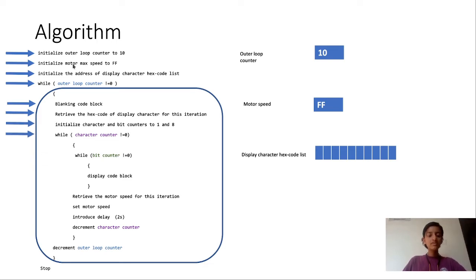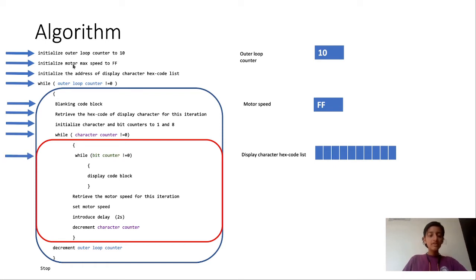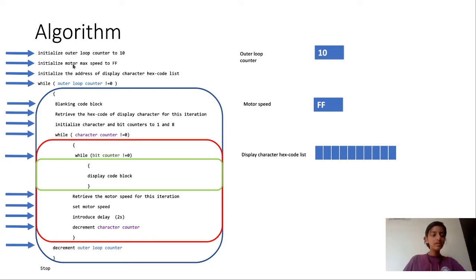Then in one iteration of the character counter loop the following things will happen. First the bit counter loop runs 8 times and a single character is displayed, and then we retrieve the motor speed for this iteration and the motor is run at this particular speed. Then we introduce a delay of 2 seconds and then we decrement the character counter. So in this way the outer loop runs 10 times and then we stop.